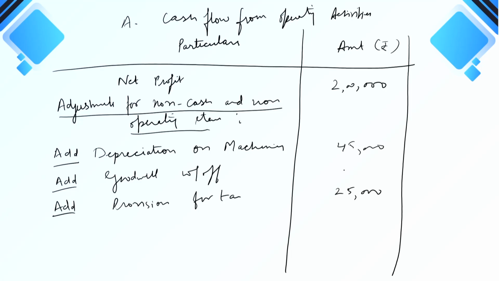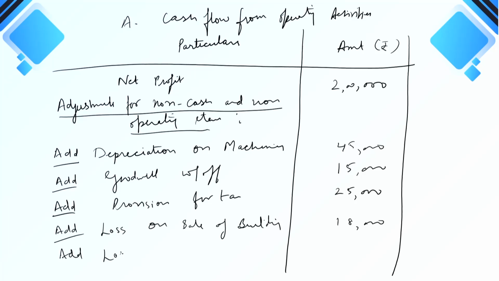Then we have goodwill written off of rupees 15,000. Provision for taxes 25,000. Then we have another item of loss to be added back, loss on sale of building 18,000. Then we have loss on sale of investment, that is 10,000.